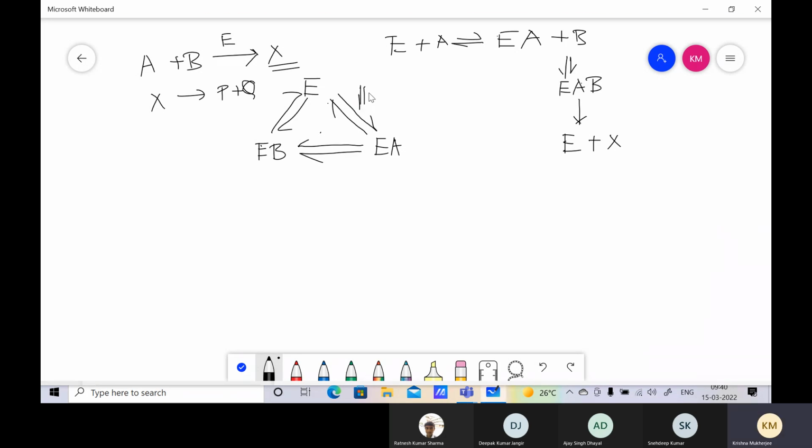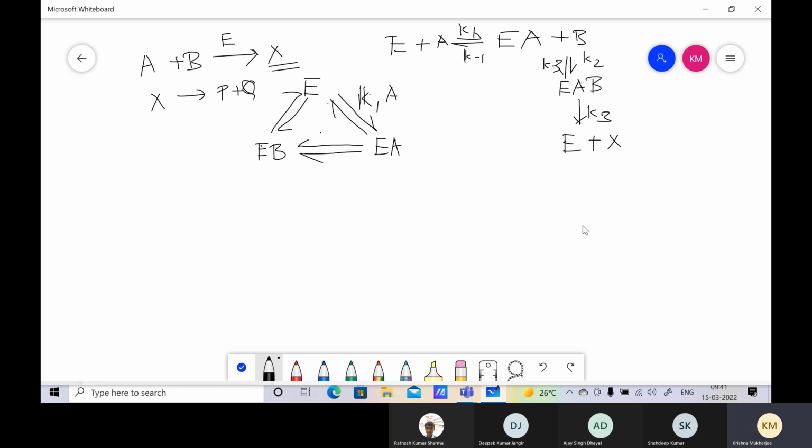Let this be K1 A. This is K1 K minus 1. It really does not matter what terms you use. And then you write K2 K minus 2, and write this as K3.